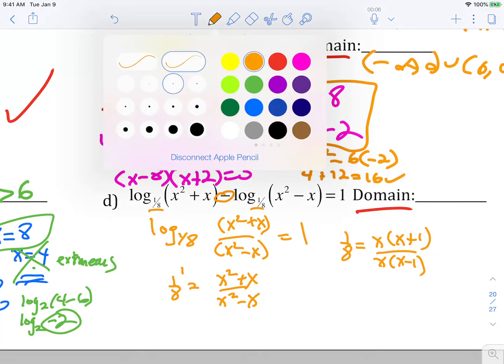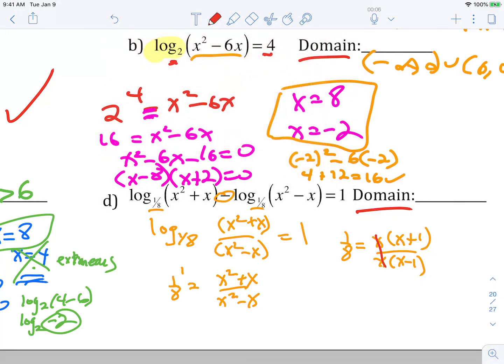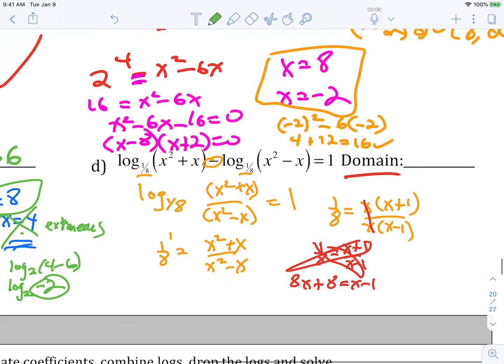Okay, you divide them out, you get 1 here. So now 1 over 8 is equal to x plus 1 over x minus 1. We cross multiply here. 8x plus 8 is equal to x minus 1. Finish solving. We get 7x is equal to negative 9. Divide by 7. x is equal to negative 9/7. So now all we'd have to do is check our answer and substitute this negative 9/7 in to see if this works. Don't worry, I'm not going to ask you anything like that.